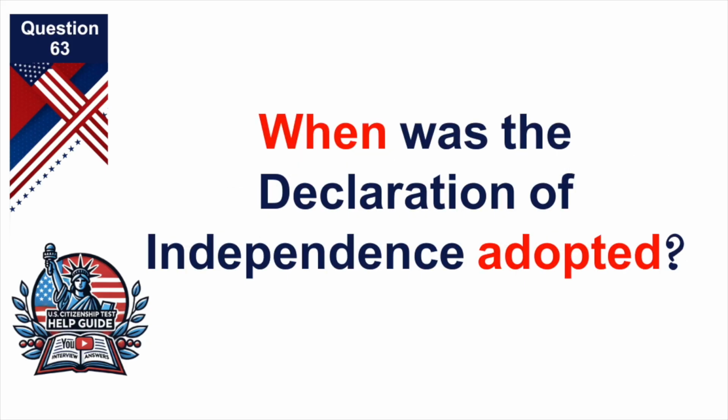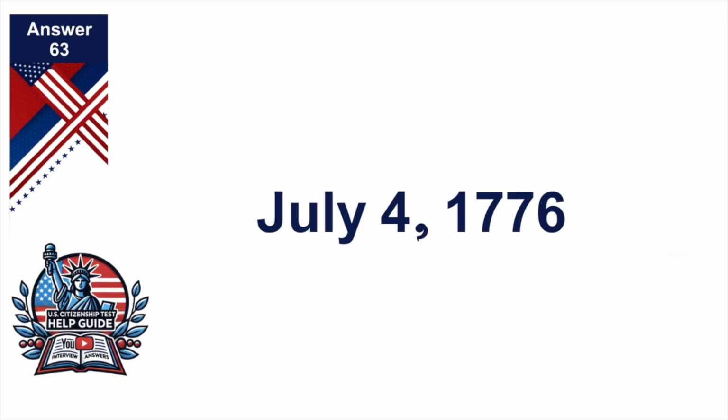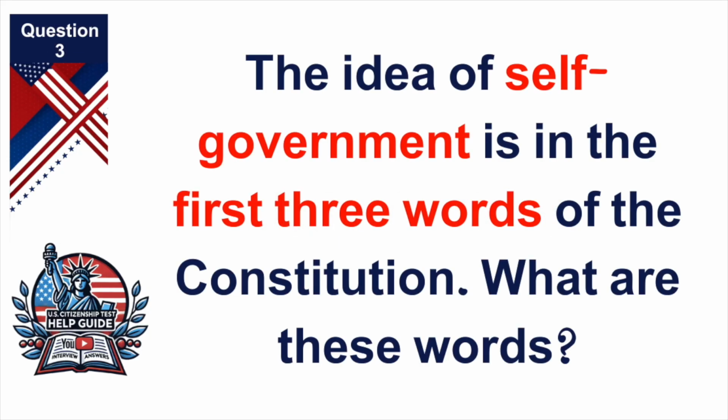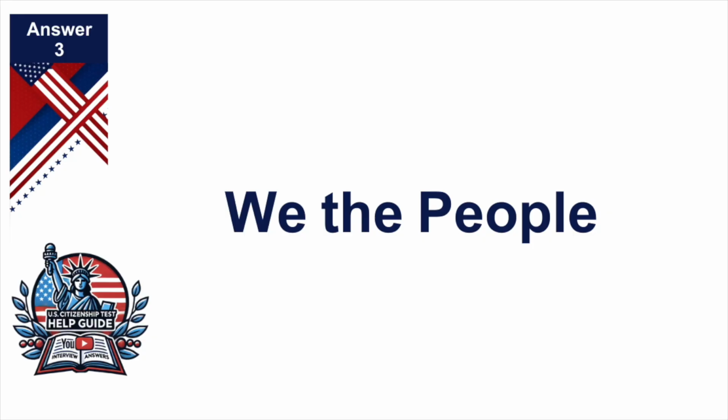When was the Declaration of Independence adopted? July 4, 1776. The idea of self-government is in the first three words of the Constitution. What are these words? We the people.